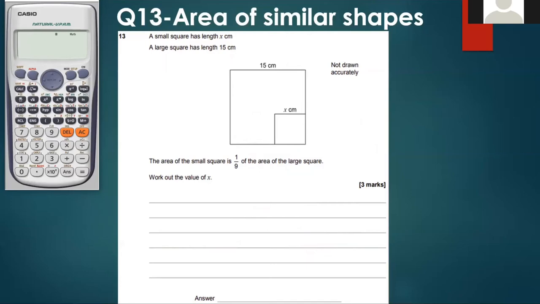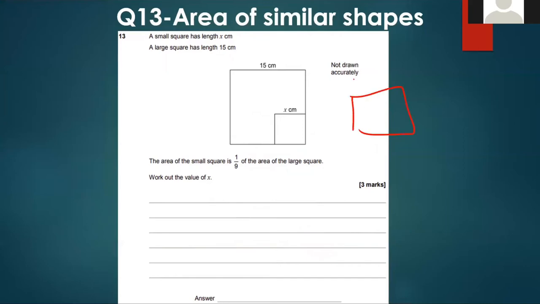So basically, looking at the area of a rectangle, which is the length times by the height. So if we want to work out the area of the big square, sorry, 15 times by 15, not rectangle. So the area of the large square is equal to 15 times by 15, and that is equal to 225. Are we with that?